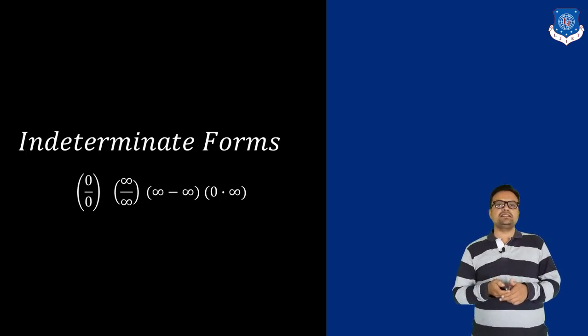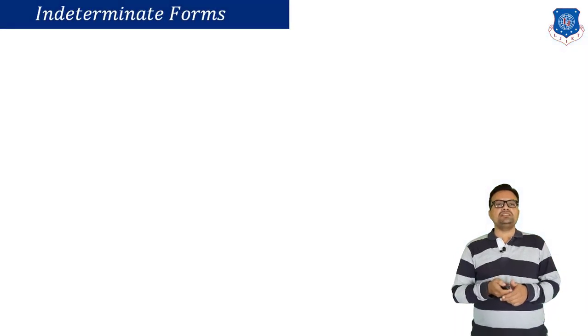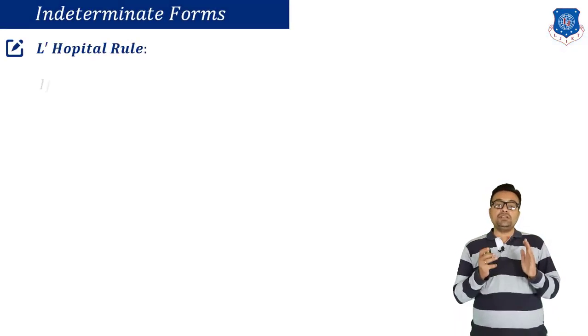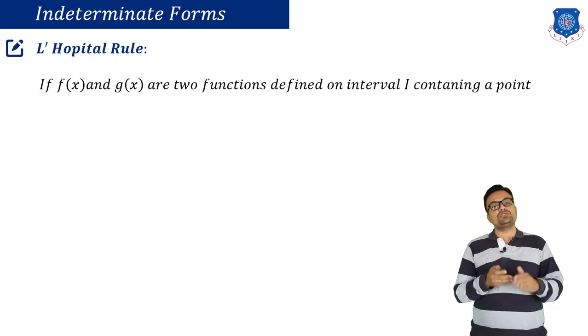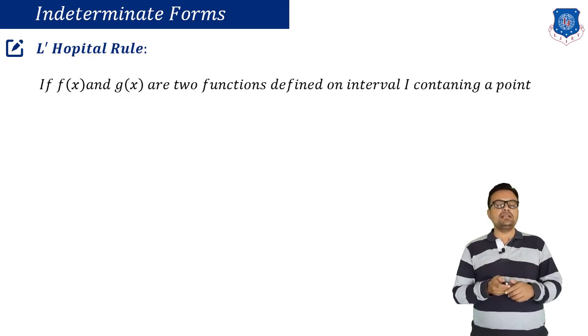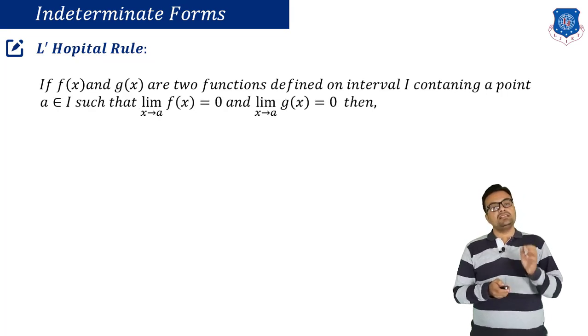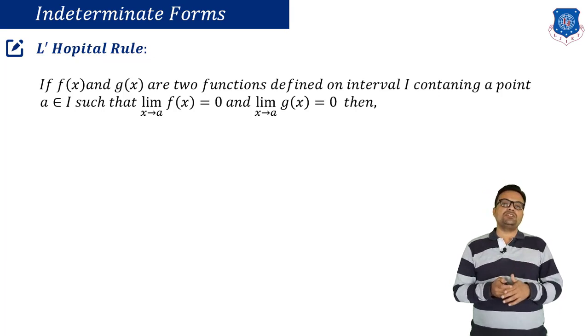Okay, so let us consider the first indeterminate form. The L'Hopital rule will help you to find the solution of this indeterminate form. The fundamental L'Hopital rule is something like this. If f of x and g of x are two functions which are well defined on some interval I which contains a point a, the point where this ambiguity is generated, such that limit x tending to a of f of x is 0, limit x tending to a of g of x is 0.